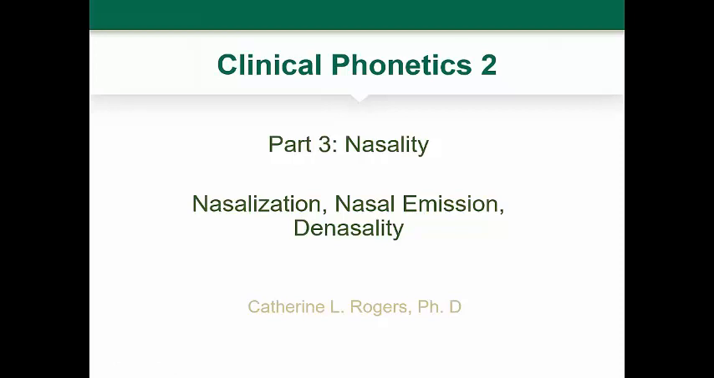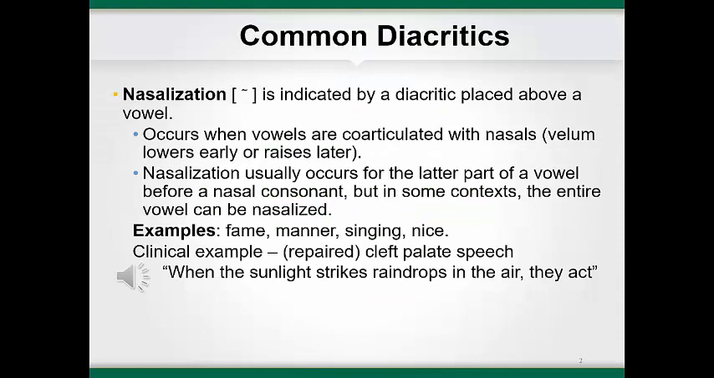In this part, we will overview the transcription of features associated with nasality, nasalization, nasal emission, and lack of nasality, or denasality. If you recall, when we talked about vowels, we discussed how the quality of the vowel changes before nasal consonants. Typically, the velum lowers early, prior to the oral closure for the nasal, and air begins to flow through the nose prior to the consonant. The nasal airflow changes the quality of the vowel and it becomes nasalized.